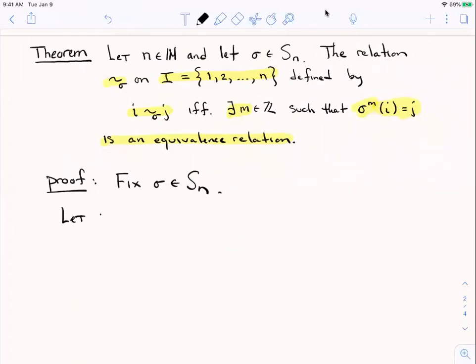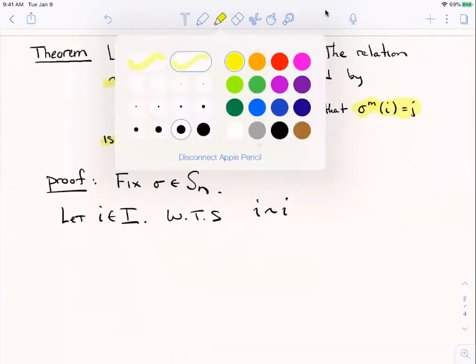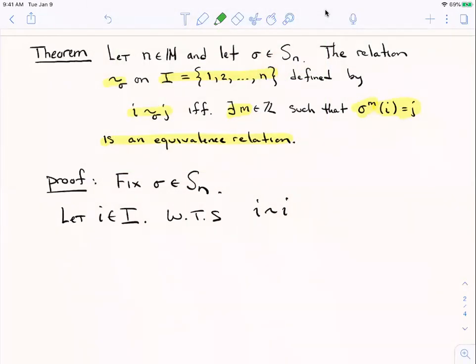And now let's pick an index. My goal is to show that, I'm going to use my favorite acronym here, want to show that i is related to i. So that basically means I need to be able to say, well, what is the m? What power of sigma is going to send i to itself? Well, if you want to send i to itself, you want the identity, right? You want the identity.